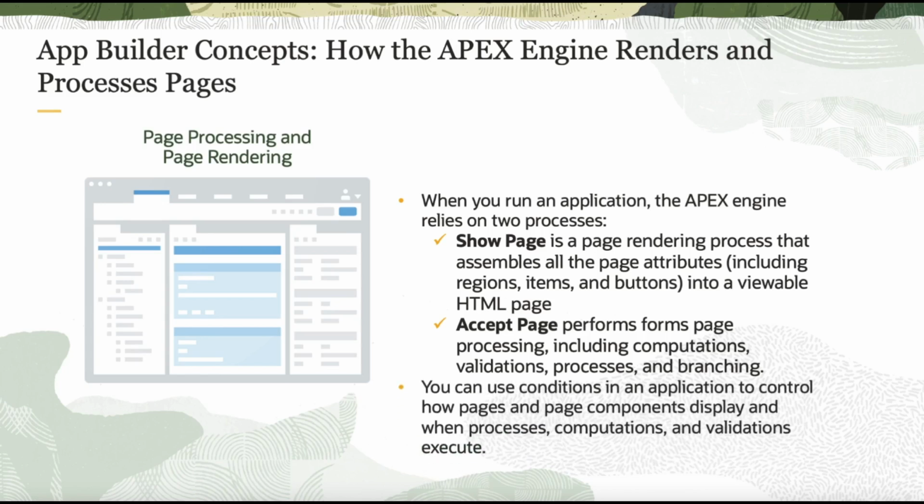You can use conditions in an application to control how your pages and page components display and when processes, computations, and validations execute. A condition basically is a small unit of logic that helps you control the display of regions, items, buttons, and tabs, and the execution of processes, computations, and validations.